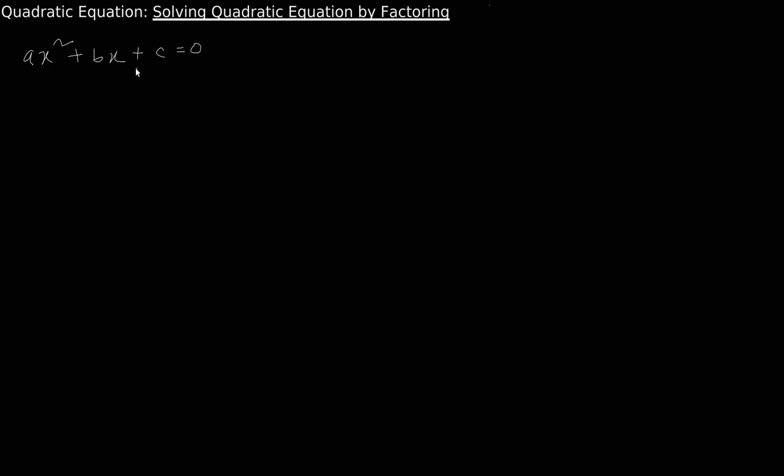Now in this equation, just one note: a cannot be equal to 0. Think about it. If a equal to 0, what is going to happen? There will be no x square term, then it will be only a linear equation. So it will not be a quadratic equation if a is 0.